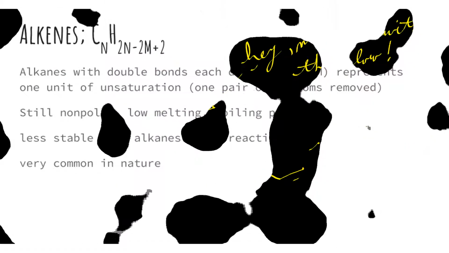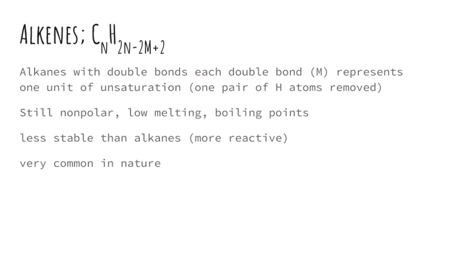They are also a little bit less stable than alkanes. They're a little bit more reactive. They're still not hugely reactive, but they're a little bit more reactive than alkanes. And double bonds in your organic molecules are still quite common in nature.